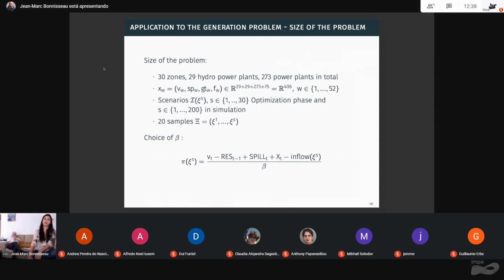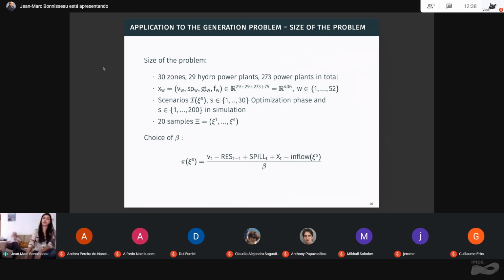There are weeks. We have 30 scenarios for the optimization phase and 200 scenarios in the simulation phase. We consider 2 samples, Xi, each one a sample of scenarios, Xi1 to Xi-S.